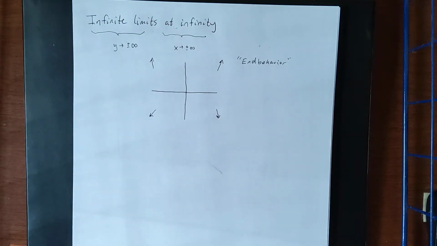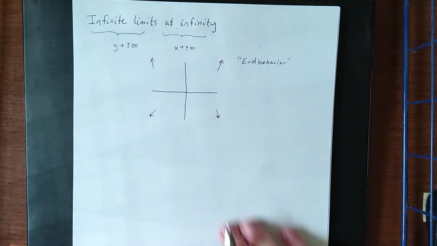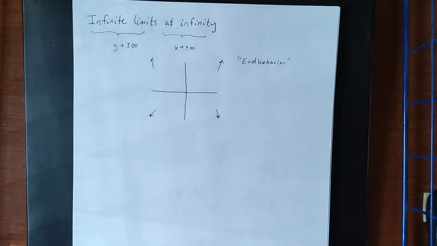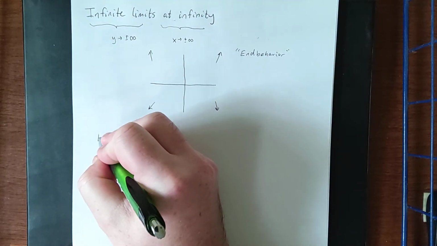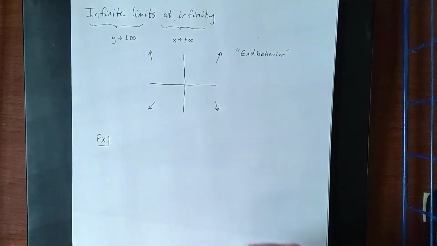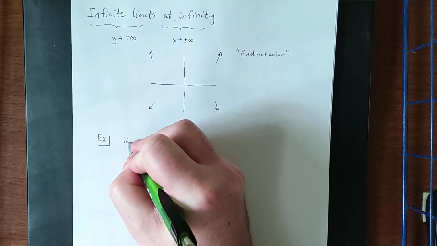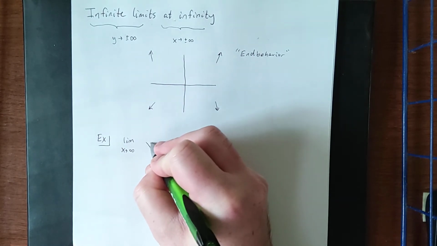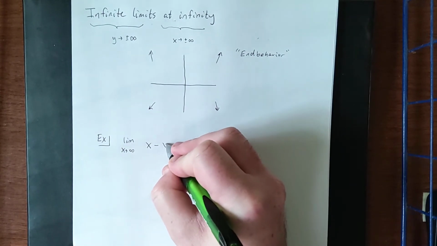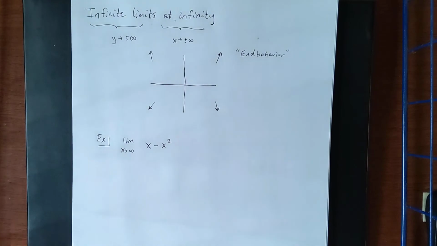Now, back in pre-calculus, we had some methods of determining what end behavior was, but now that we have access to more sophisticated techniques, I wanted to talk about some of those. So for example, I wanted to consider the limit as x approaches positive infinity of x minus x squared.